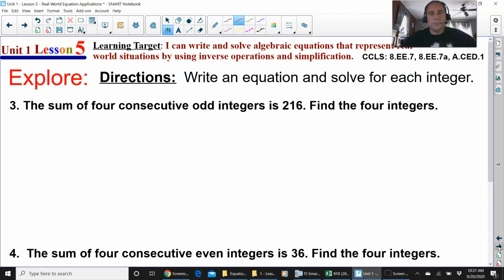So take a look. This is: the sum of 4 consecutive odd integers is 216. Find the four integers. It should say 4 odd integers. So what I want you to do, just make a key and then stop, and then I'm going to ask you to check to see if I have the same key as you. If you have the same key, then you could go ahead and pause the video again, and then solve the question.